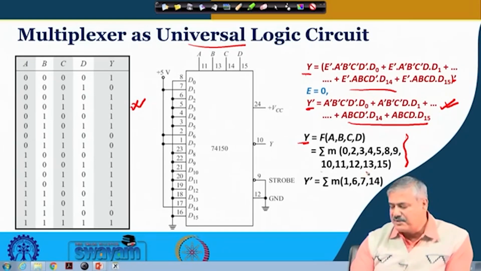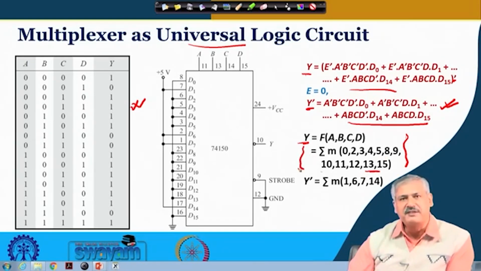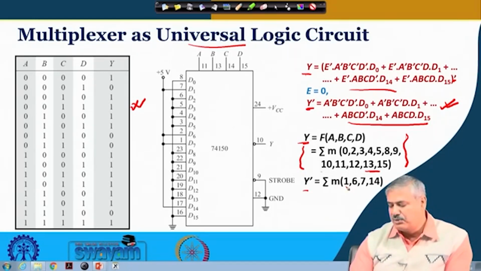Y prime is the terms that are not included here, the max terms, these are the min terms. Okay. So, y prime, if you write in terms of the terms that are left over, is 1 over here, 6 over here, 7 over here, and 14 over there. Okay. So, y is like this. So, y prime is this one.